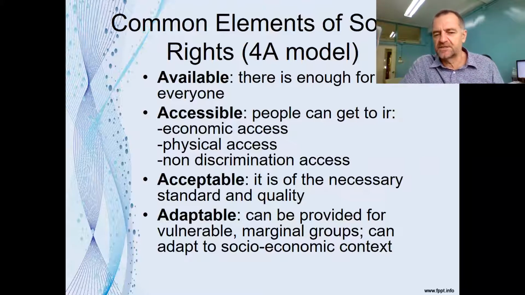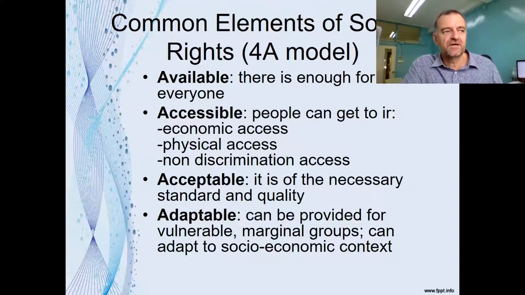Now, the next A is acceptable, which is about the quality of that product. Because just because you may get access to food or to education, it could be very poor quality. So part of the right to livelihood rights is that it is of a necessary standard. The water is clean, the housing is sufficient, the food is right to eat. Now, the last A is that these elements should be adaptable to the specific needs, say, of people with disability or ethnic minority groups, or that it adapts and changes over time to keep in touch with what's going on in society.